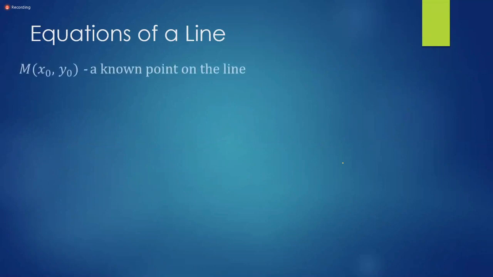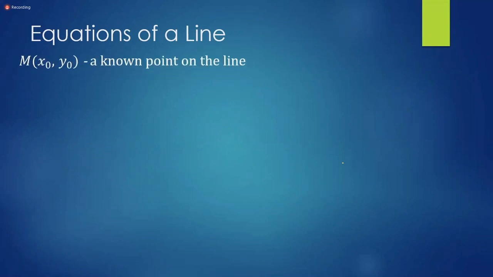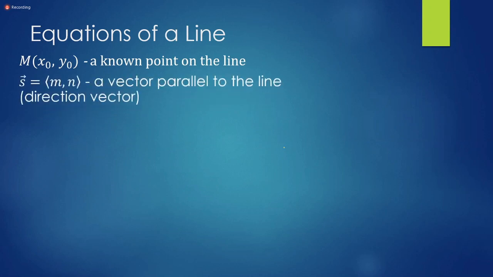You are so impatient. Let's suppose we have a point on the line, and a vector parallel to the line. We will also consider a random point R on the line, or the current point, or the running point. You can understand what the R stands for. In this case, R is an absolutely random point on that line.